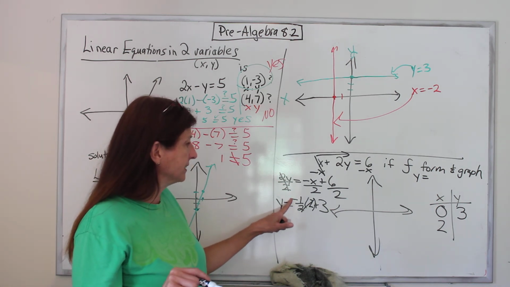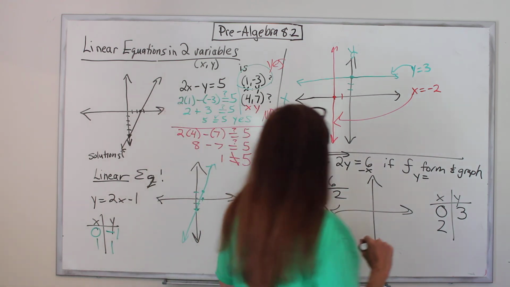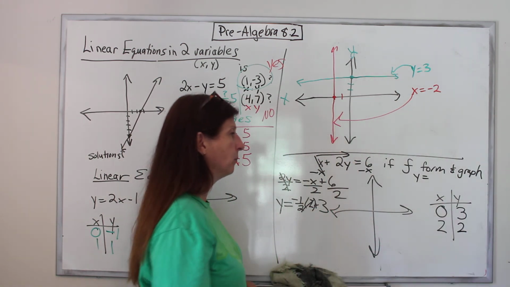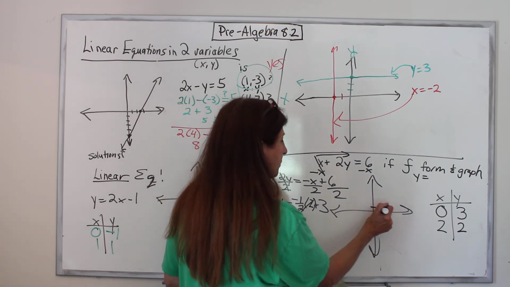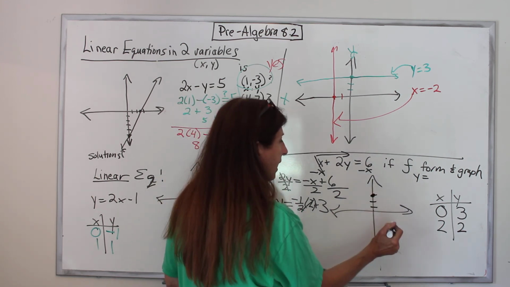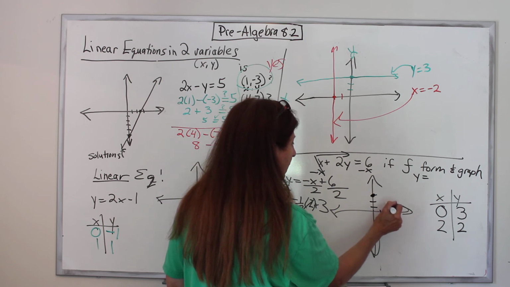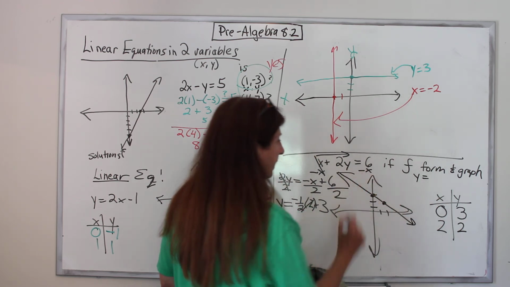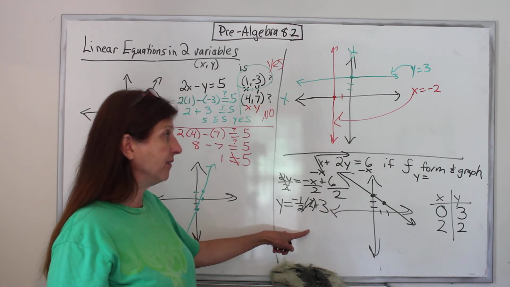So what we're left with is negative 1 plus 3. That's the same thing as 3 minus 1, which is 2. We have our 2 points and we can graph it. If x is 0, y is 3, put a dot. If x is 2, y is 2, put a dot. You have 2 points, you've got a line. All right, so this is pretty advanced.